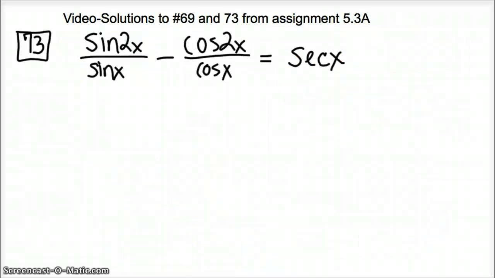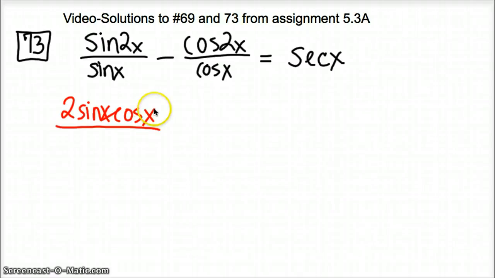Okay, so now we're looking at 73. We're going to do something very similar to 69. We're going to start with cleaning up the left and see if it'll turn into the right. So I'm going to take sine of 2x and replace it with the double angle formula, keeping the denominator the same.